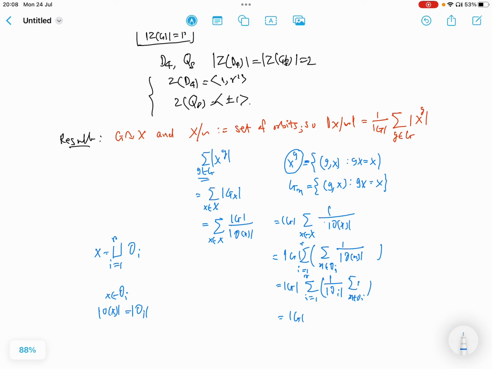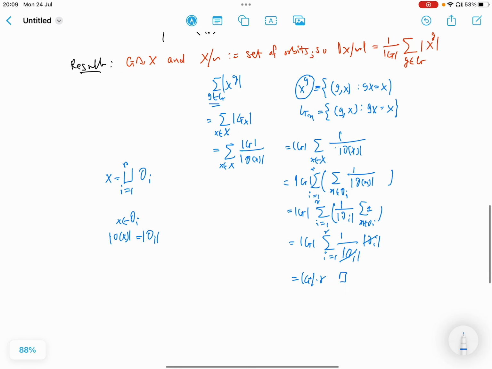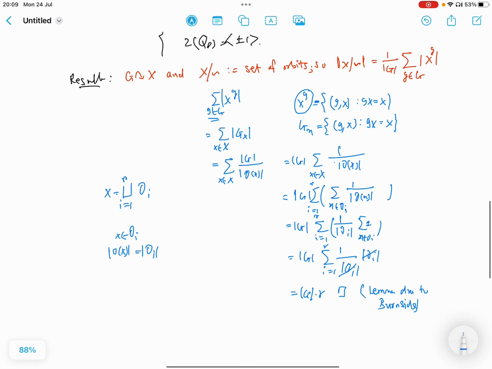Now again, how many such ones are there? The number of elements of Oi. So you get this, this cancels out, and this cancels, and you get your result. So this is what is called the lemma, and it is due to Burnside. So this is just a nice application of only orbit-stabilizer and this little counting. Yeah, so that is it.